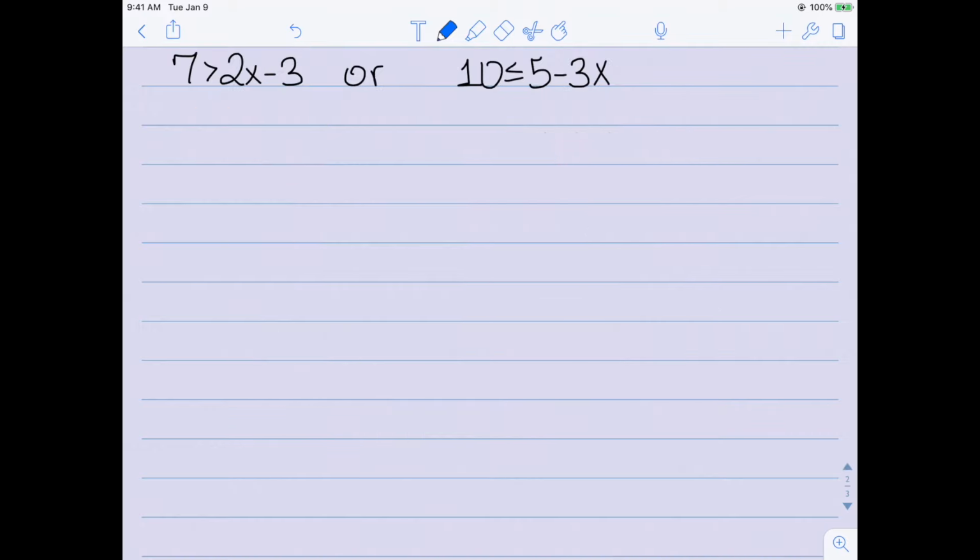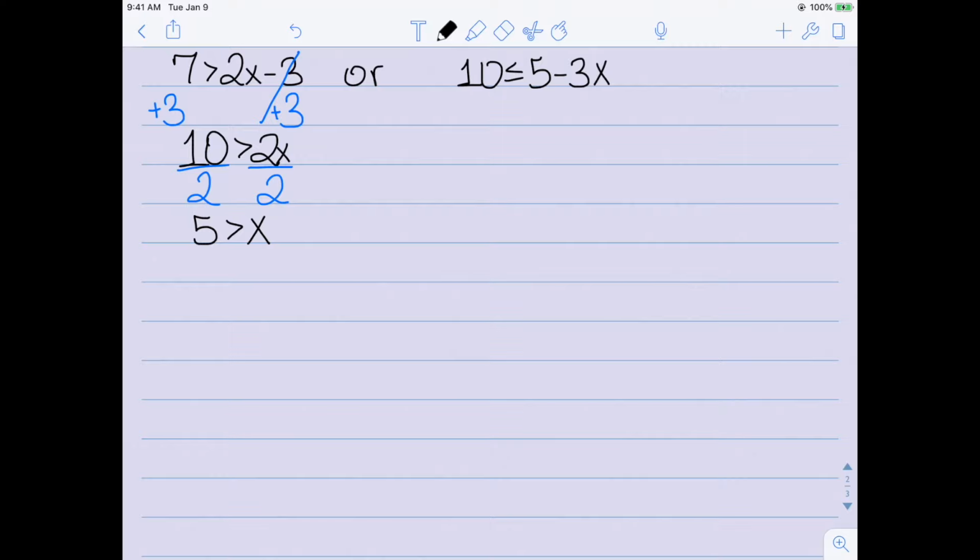For my next one, 7 is greater than 2x minus 3, or 10 is less than or equal to 5 minus 3x. So once again, let's start by solving them individually. We start by adding 3 to both sides. That gives me that 10 is greater than 2x. I can then divide both sides by 2 and get that 5 is greater than x.